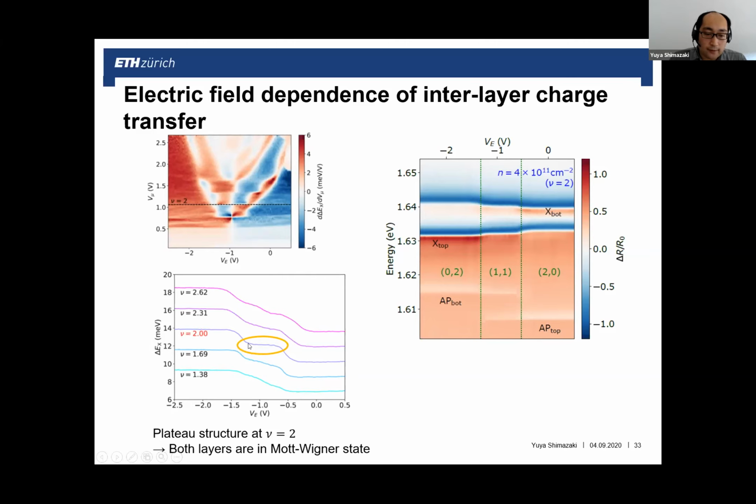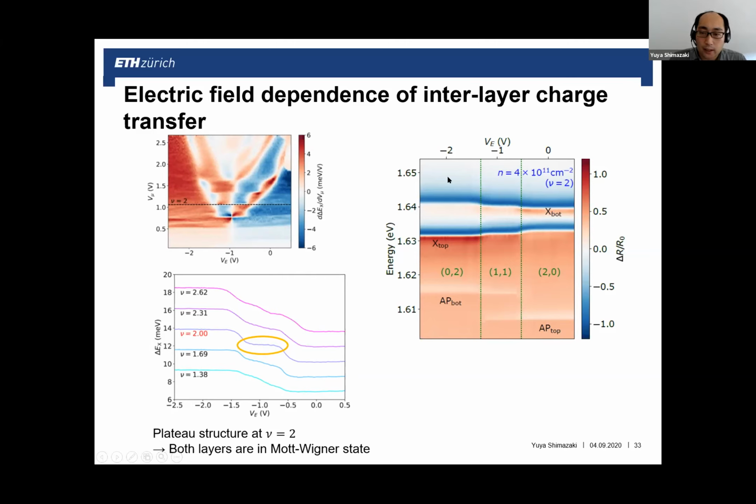This tells that there's no charge transfer in this regime, and then here corresponds to the regime where both layers are in this Mott-Wigner state. So we have a triangular lattice on the bottom layer and the top layer. And if you dope the system more or less, this charge transfer behavior gets smeared out again.